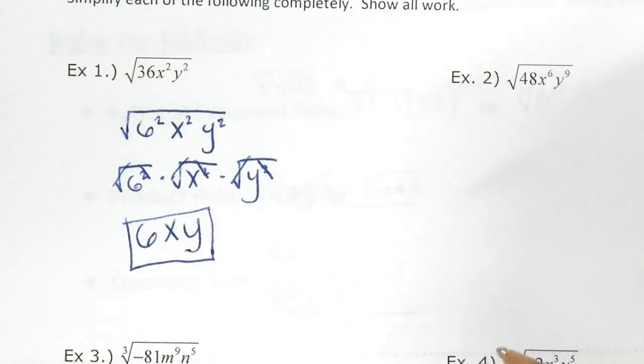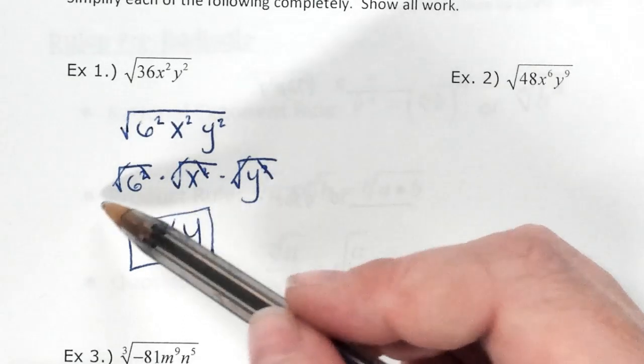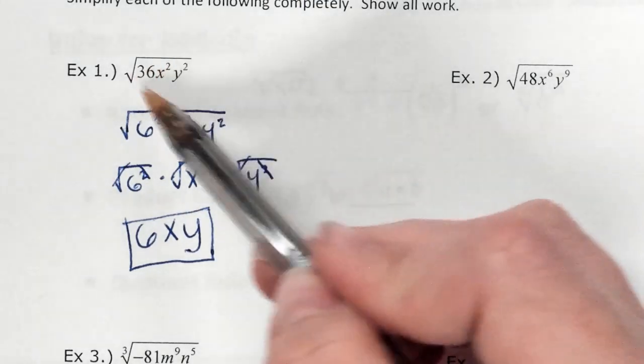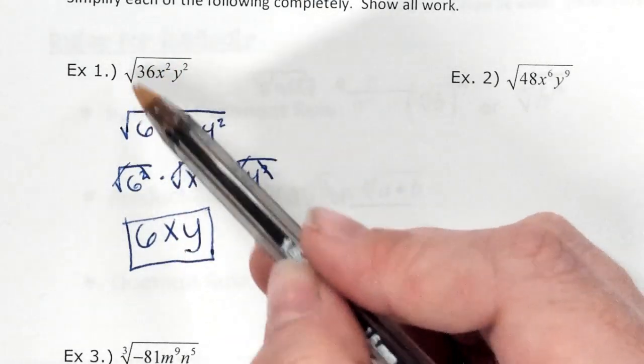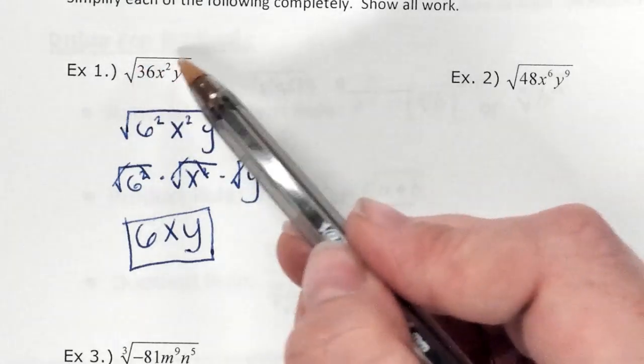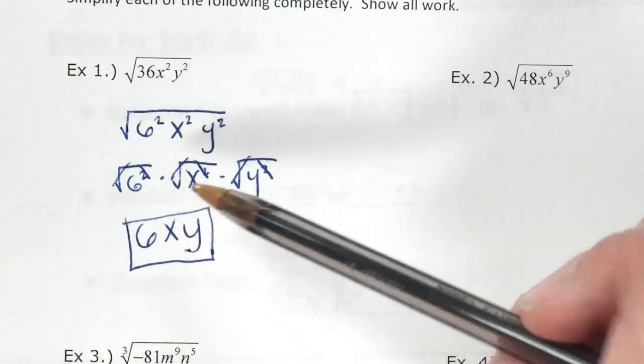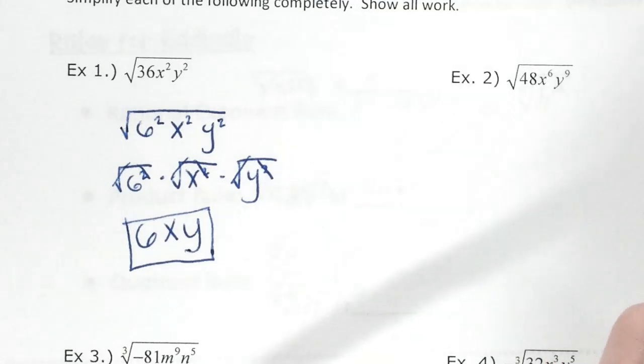Yes? So do you have to separate it like this? No. I just was doing that because I wanted you to understand why. Okay? A lot of times you can look at this and know this. Like, I know the square root of 36 is 6. I know the square root cancels the squared. Square root cancels the squared. 6xy. That's fine, but I want you to understand why. And that's why I just broke it down.